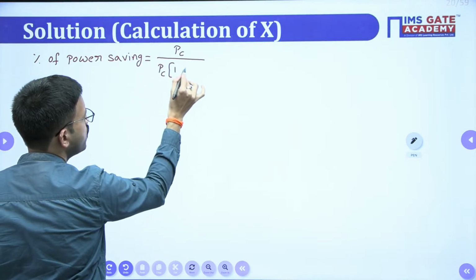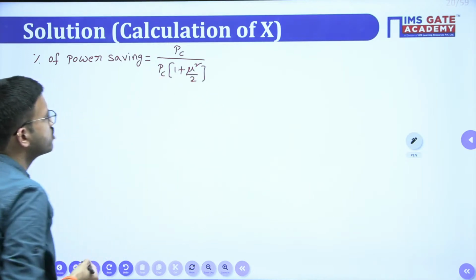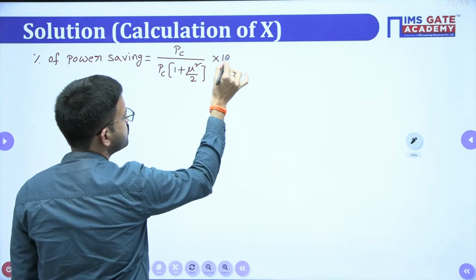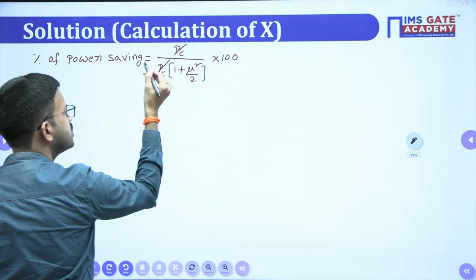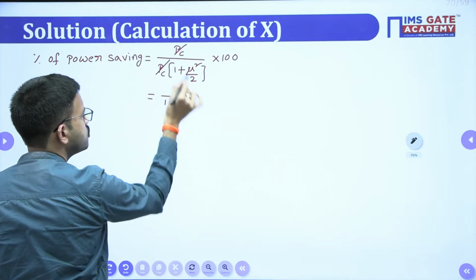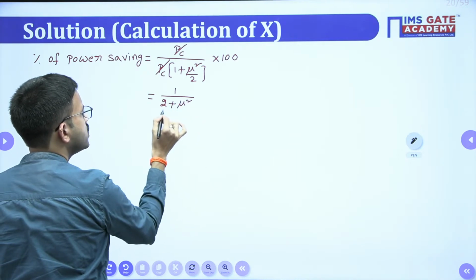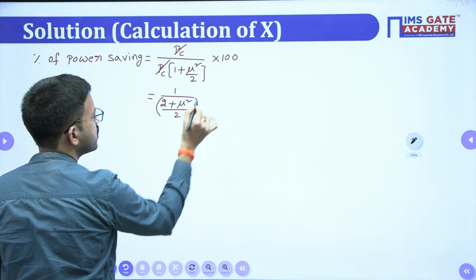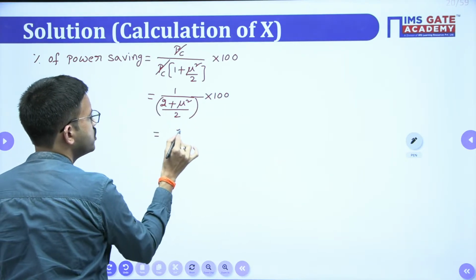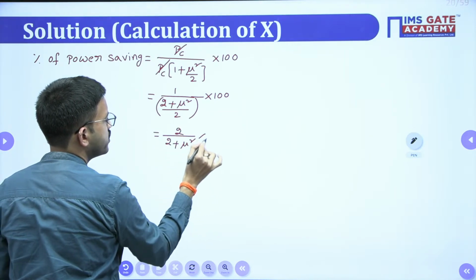PC into 1 plus mu square by 2. Here they are asking in terms of percentage, so you can multiply with 100. Here PC will get cancelled. So that means you are getting 1 by, just do the simplification, you will get 2 plus mu square. This denominator you will get 2 into 100. So if you rearrange this one, you will get 2 divided by 2 plus mu square into 100.